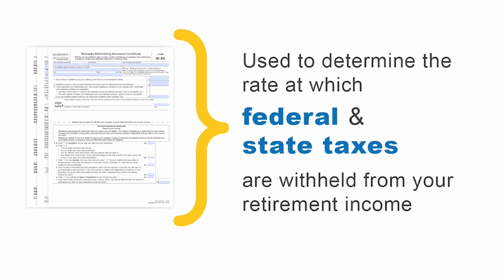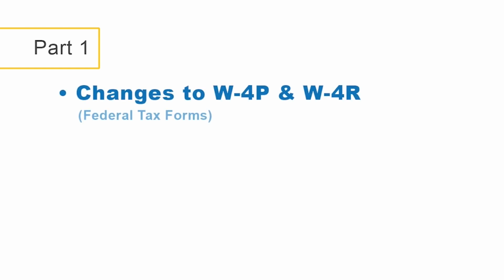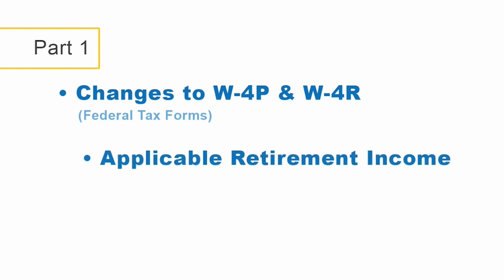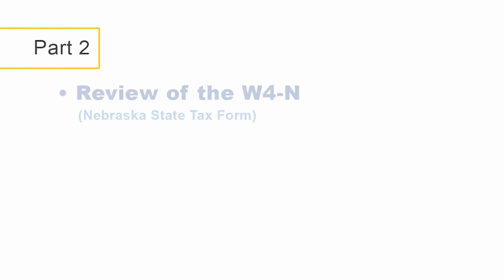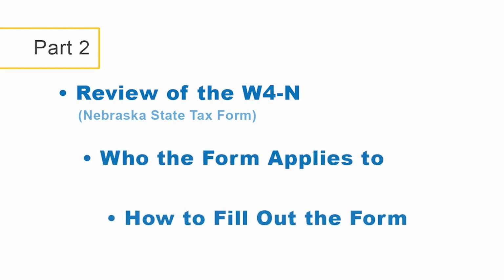Submitting all that apply to your retirement distributions is important, as failure to do so will result in taxes being withheld incorrectly. In this first part of the video, we will review the 2023 changes to the federal tax forms, W4P and W4R, and highlight the types of retirement distributions to which each of them applies. Then, we will take a look at how to fill out each of these two forms. In the second part of this video, we will review the Nebraska State Tax Form, W4N, who it applies to, and how to fill it out.